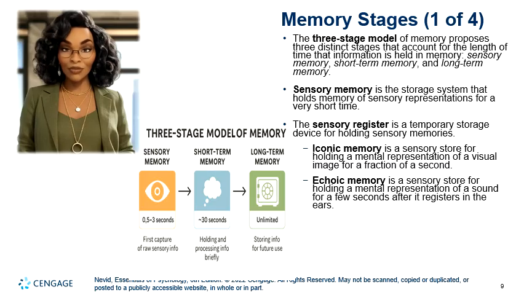Iconic memory is your visual store. It keeps an image in your mind for just a fraction of a second after you've seen it, like when you blink and can still see what was there. Echoic memory is your auditory store. It keeps a sound for a few seconds after you've heard it, like when someone says, "What?" but then answers before you repeat yourself. That's echoic memory at work.